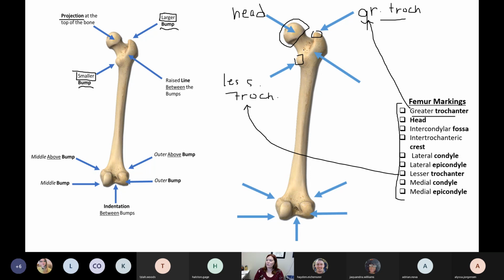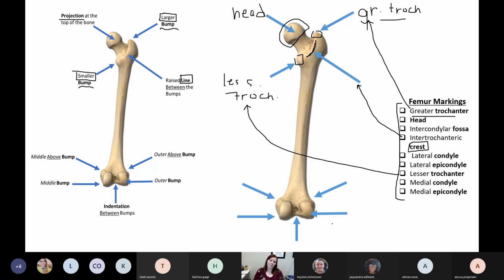In between these 2 trochanters, we have this ridge right here. This ridge is called the intertrochanteric crest. Notice that the word line is in bold on my easy words, and the word crest is in bold here. So when we're building the list of things that mean a line, that's one of the words that's going to go on there, a crest.